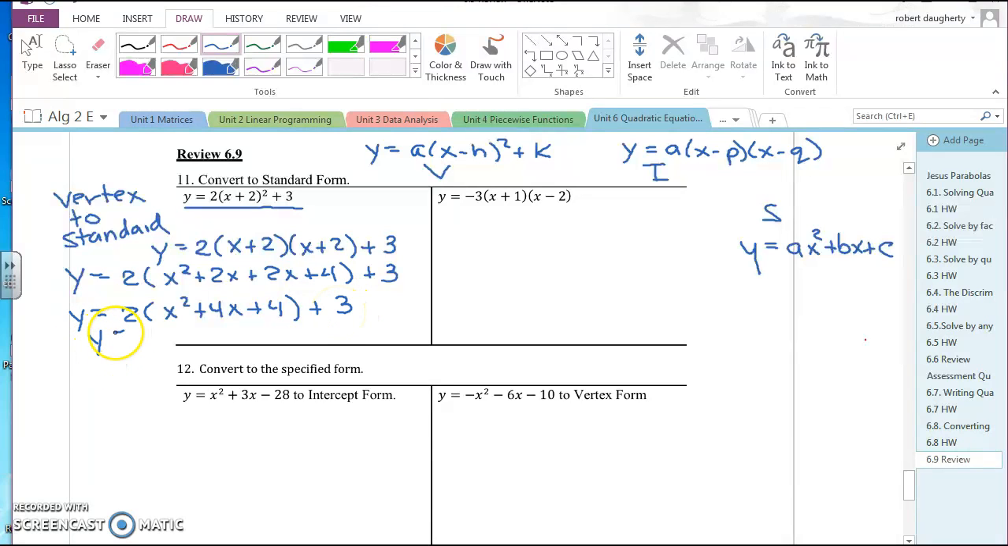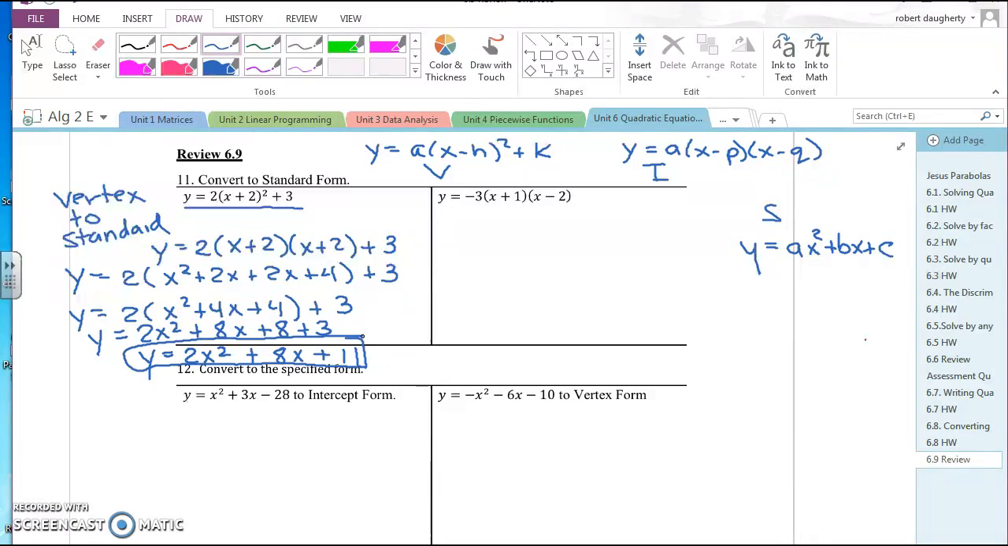So y is equal to 2x squared plus 8x plus 8 plus 3. So my final answer, I'm running out of room here, is y equal 2x squared plus 8x plus 11. So again, it's just doing the multiplication that's indicated in vertex form, and you get 2x squared plus 8x plus 11.